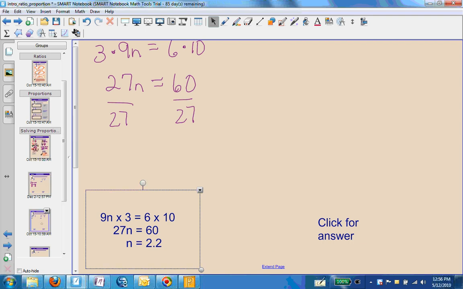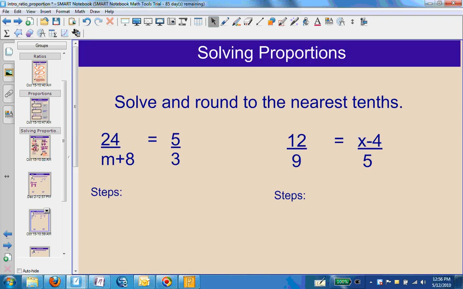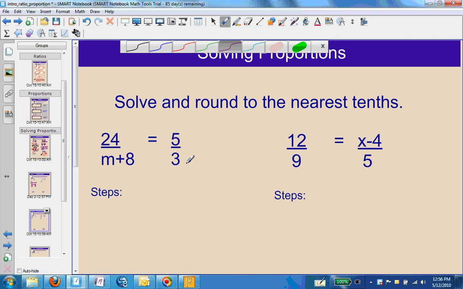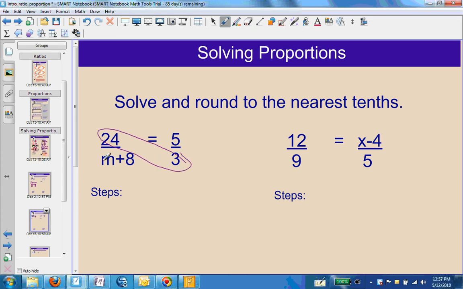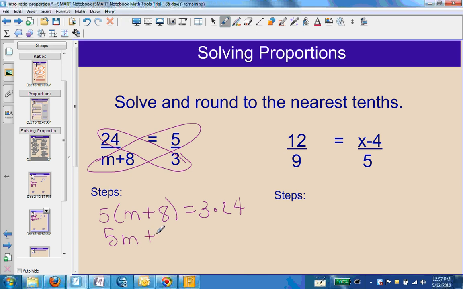Now I'm going to go to another kind of problem that gets a little bit harder. Here I'm going to cross multiply 3 times 24 and 5 times n plus 8. When you multiply 5 times n plus 8, remember to use the distributive property. So we're going to get 5n plus 40 when we distribute 5 times n plus 8. So 5 is being multiplied by the n, it's also being multiplied by the 8.